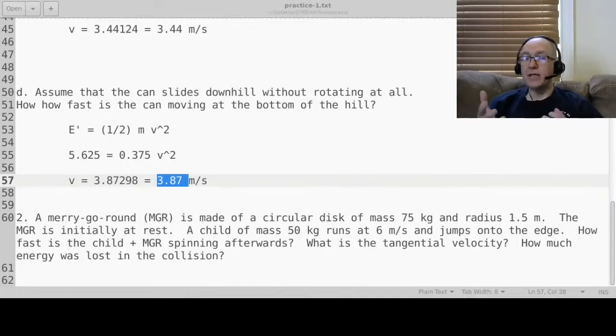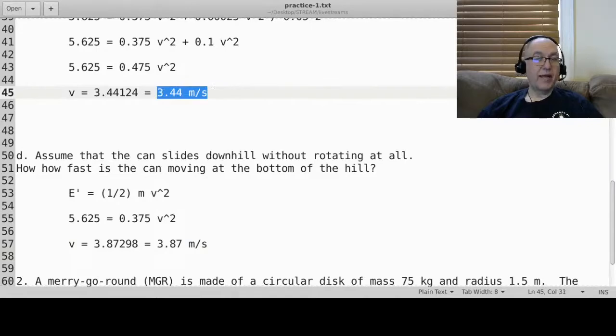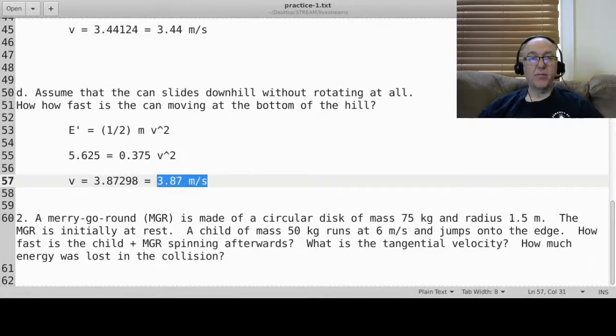Well, if it's not rotating, the rotational energy doesn't siphon any of the energy away from translation. That means it's translating faster, which means that you have a faster velocity. Like before, when it was rotating, a little bit sloshy but still rotating, you had 3.44 meters per second. But now when there's no rotation at all, the energy goes into translation, and you have 3.87 meters per second. Okay, so there's an example of the energy problems.